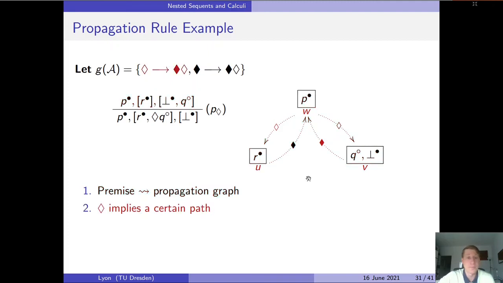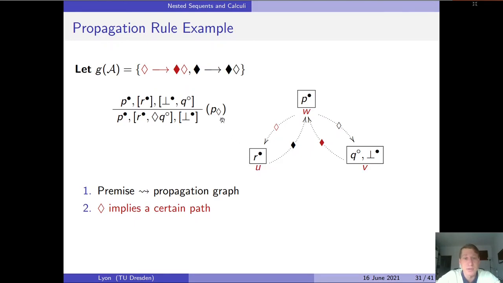Once I do that, I then look and see what paths are implied by the white diamond symbol. This tells me where I can propagate formulae to in my nested sequent. So, for example, I can see that black diamond and white diamond are derivable from the white diamond symbol. And if I'm starting at V, where my output formula Q occurs, then I can see that there is a path that matches this string. I have a black diamond transition to W and a white diamond transition to U.